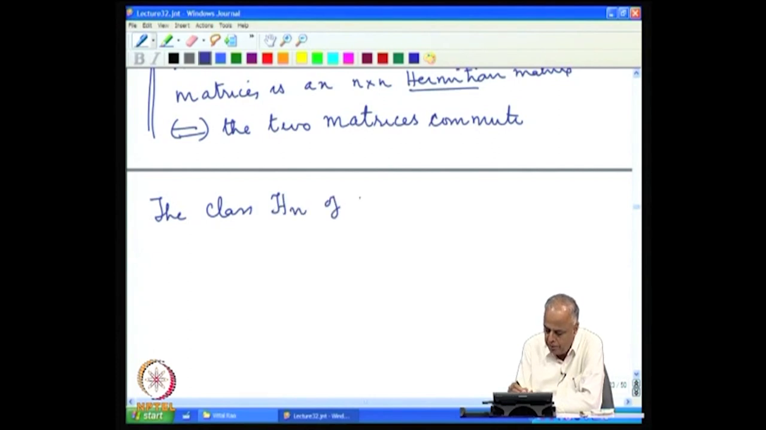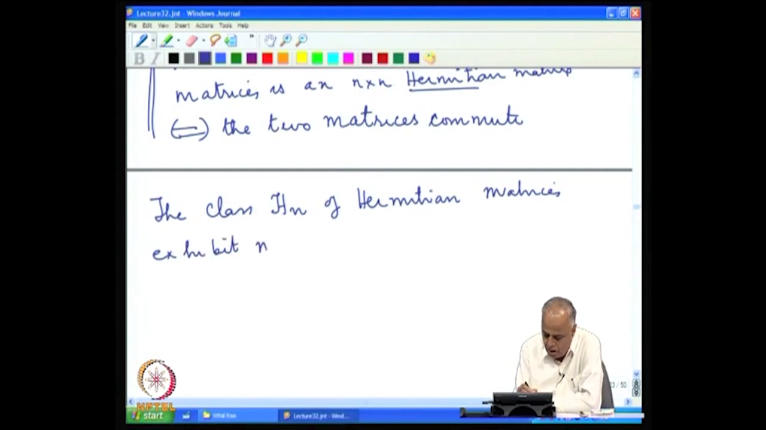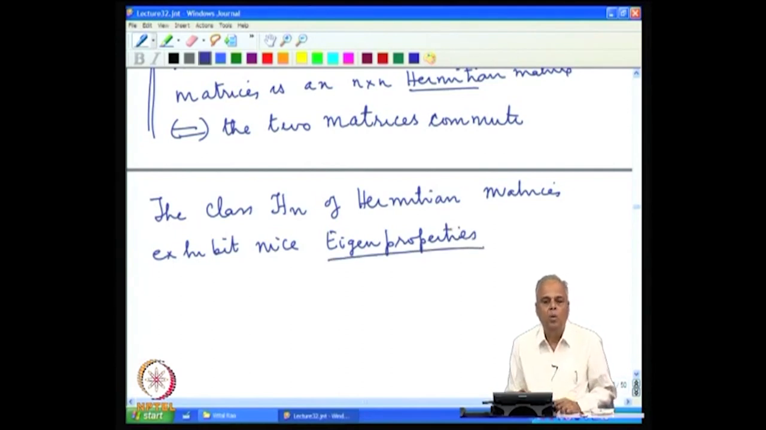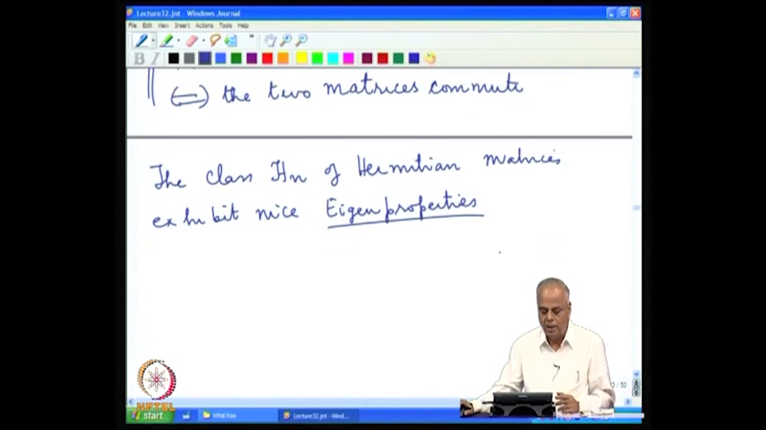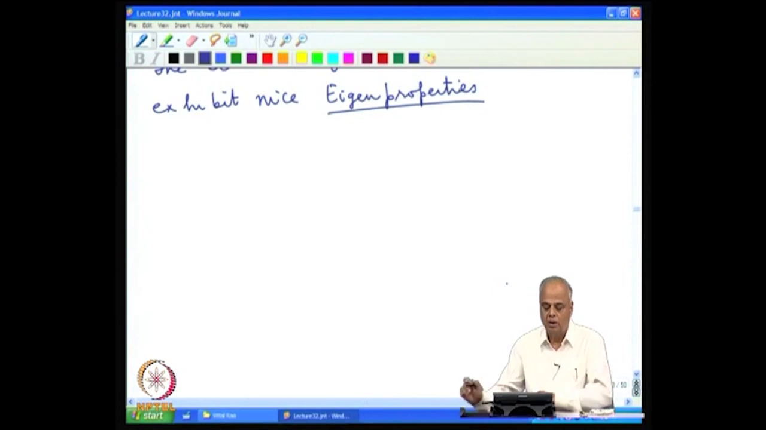of Hermitian matrices exhibit nice eigen properties. That is the reason why we look at and deal with these matrices so very often, because as far as the eigenvalue and eigenvector properties and their structure are concerned, they are very nicely built in, which makes them automatically diagonalizable. Not only diagonalizable, but nicely diagonalizable. So, in this context, before we get to study the eigen properties of these matrices, we shall introduce certain notations and terminologies.